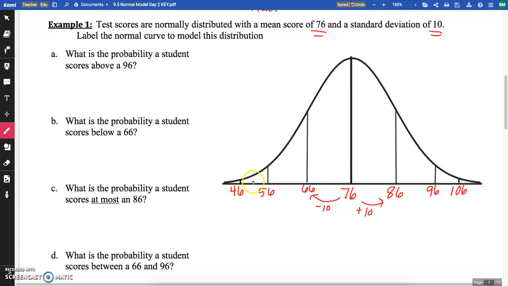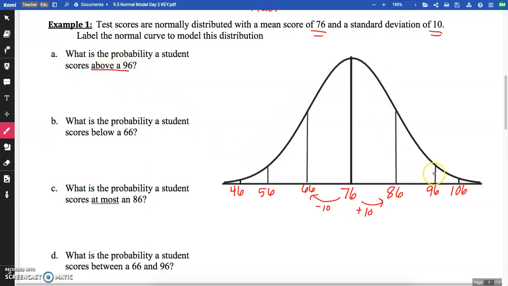So thinking about just like your class, most people score around the average. Very, very few people are going to score way up here at 100%, and very, very few people, hopefully, are going to score down here. Okay, so we can figure out probabilities, that if I were to just pick a random test score from this group, what probability it would be that they're above or below certain scores, things like that. So part A, it says what is the probability a certain student scores above a 96?